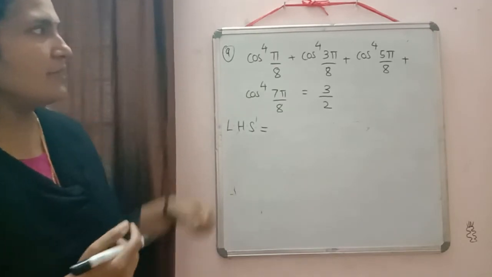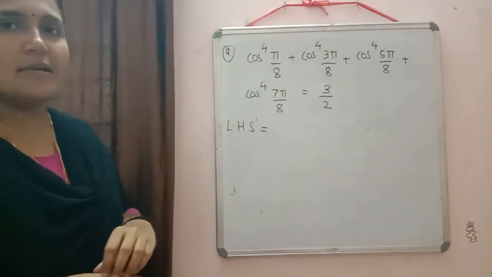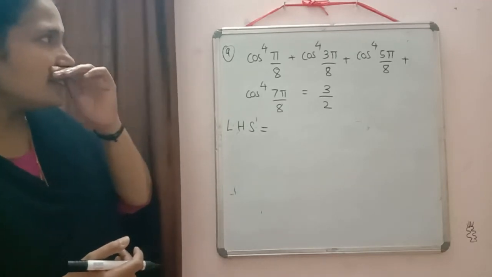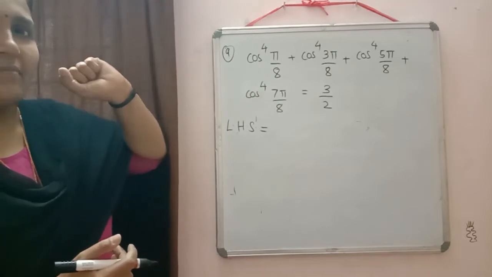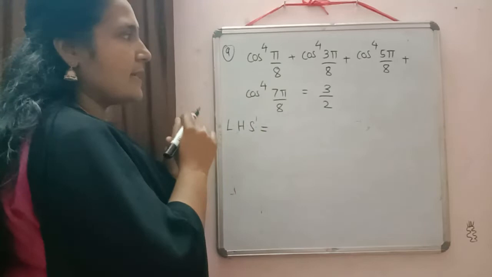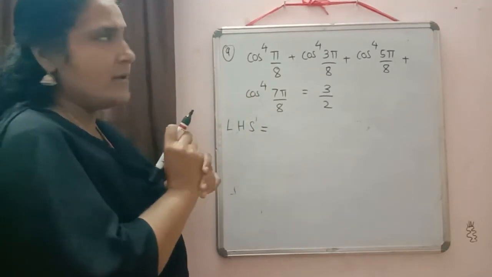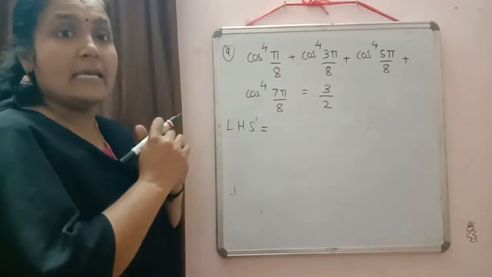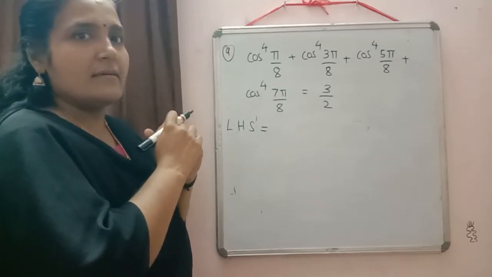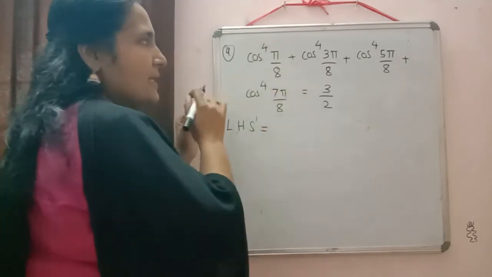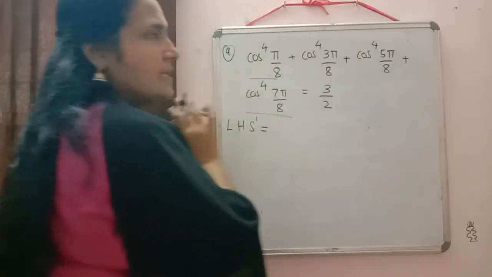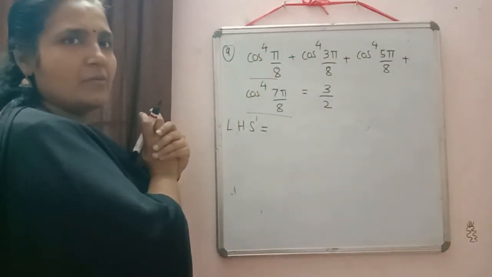So all of you, here we have to prove the left hand side is equal to 3 by 2. So first we will check how we can make it more easy. Here we have 4 angles with the denominator equal to 8. Now just check the numerator and tell me addition of which 2 angles will give you 8. Yes, first is pi plus 7 pi. So we'll combine these two and then here automatically 3 pi plus 5 pi will come equal to 8.